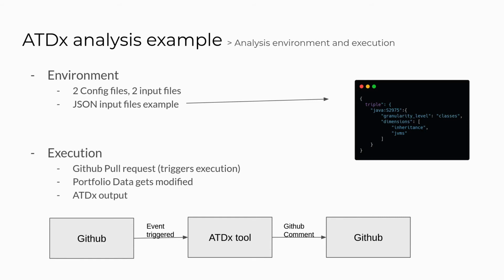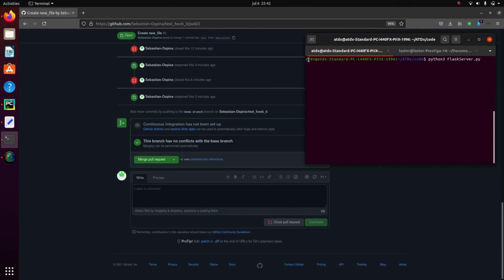Regarding the execution, in the case that we run the server, ATDx waits for an event to happen on a GitHub repository. In most cases, it is a pull request. It executes the analysis and automatically returns the ATDx result in the form of a GitHub comment. Regarding the web server, I already have my server set up for this. As you can see here, I'm accessing a different machine with a public IP address. In addition, I already gave permission to the server to make comments.